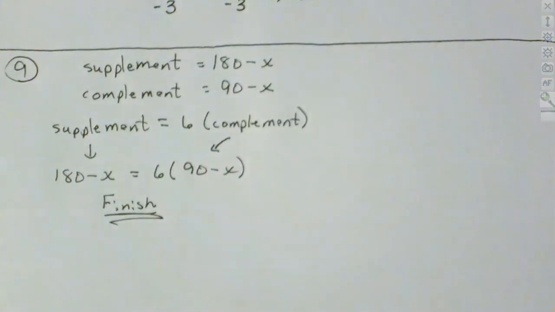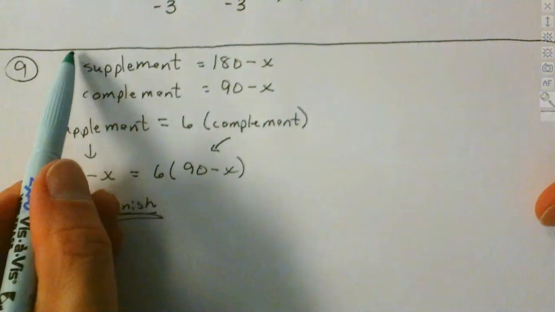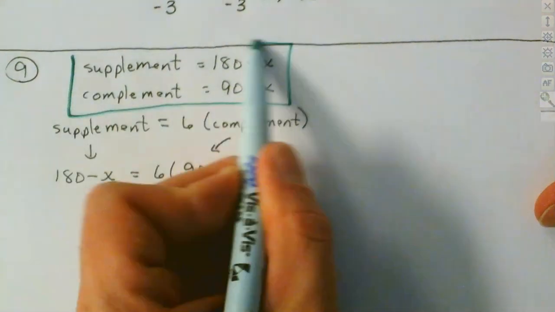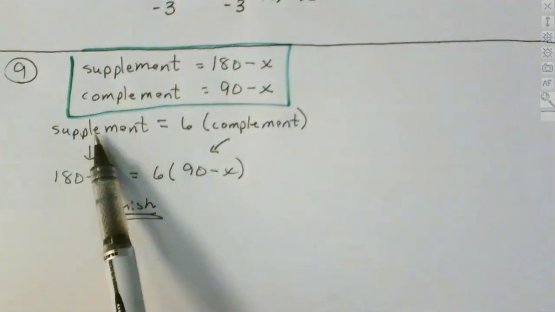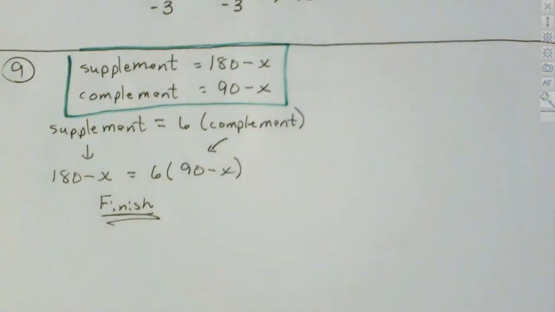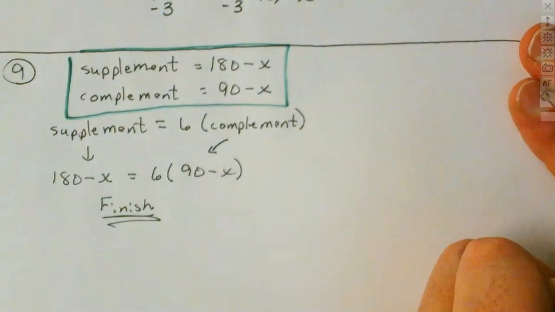But you see how I set that up? So I took a moment and I realized I need the definitions of the supplement and the complement. So I can either look them up or just remember them. So I found them. I wrote them down. I wrote it up in words. Supplement is 6 times the measure of its complement. And supplement equals 6 times the complement. I plugged in my values, and I think you can finish it from there. Question 10, very, very similar.